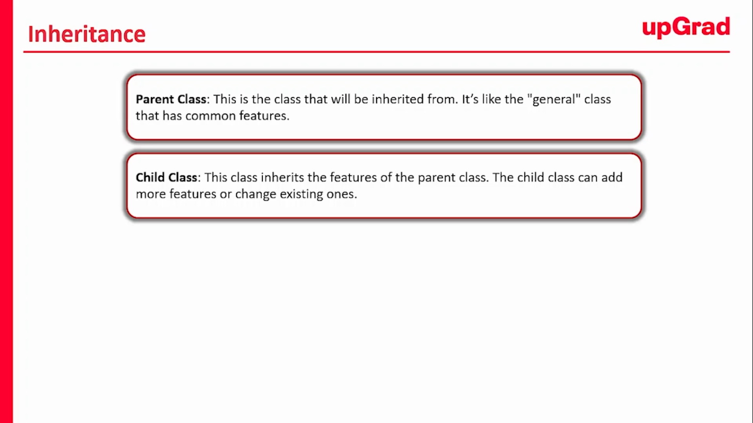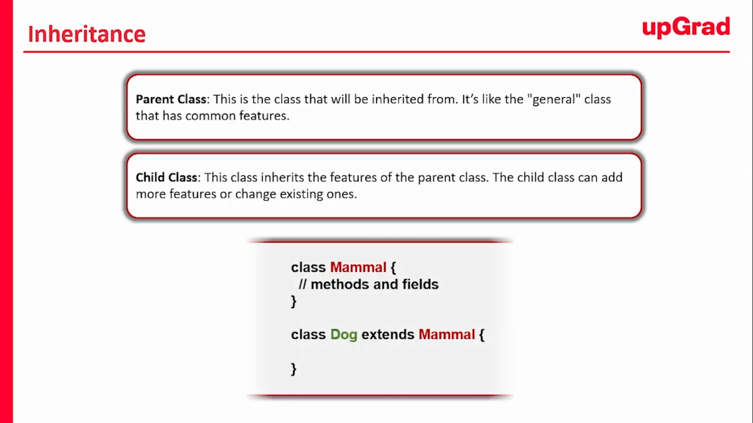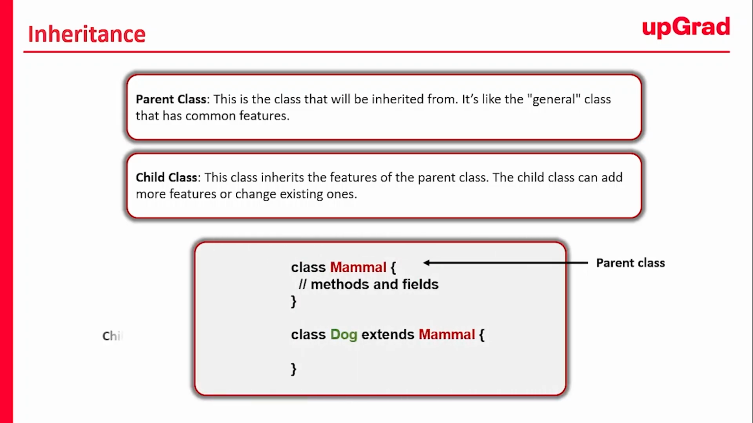All right. Now to make one class inherit from another class in Java, we use the extends keyword. So as you can see on the screen, Mammal is the parent class and Dog is the child class. And this extends keyword is used when we have to show that this is the child class and it is inheriting the properties of the parent class.